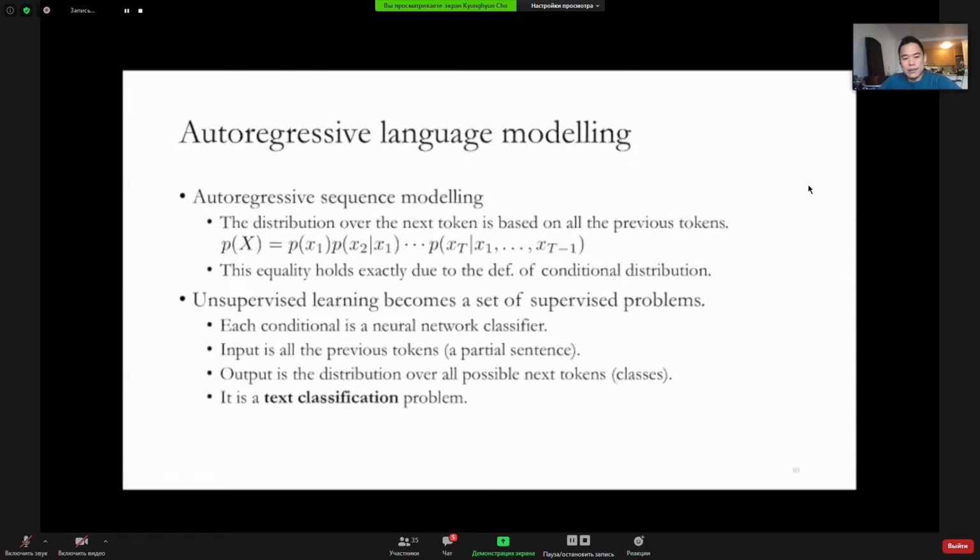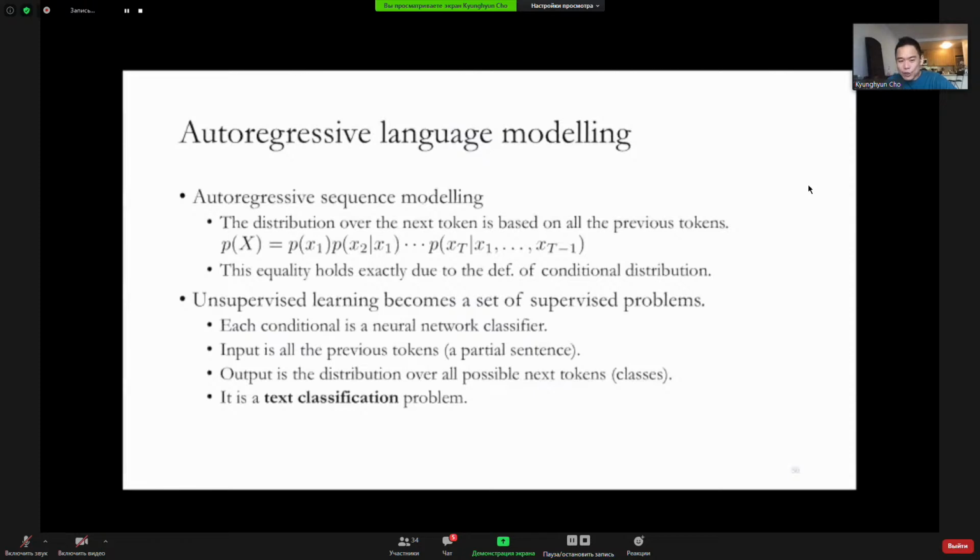And the basic idea here is that the distribution of a sequence is going to be now rewritten as the product of the distribution over each token given all the previous tokens. And then this equality just holds exactly thanks to the definition of conditional distributions, right?